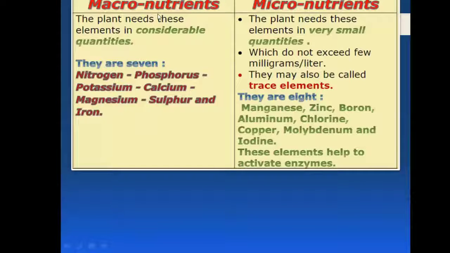Number 1, macronutrients. The plant needs these elements in considerable quantities, and they are 7, such as nitrogen, phosphorus, potassium, calcium, magnesium, sulfur, and iron. But micronutrients, the plant needs these elements in very small quantities, which do not exceed a few milligrams per liter. They may also be called trace elements. So they are 8: manganese, zinc, boron, aluminum, chlorine, copper, molybdenum, and iodine. And these elements help to activate enzymes.